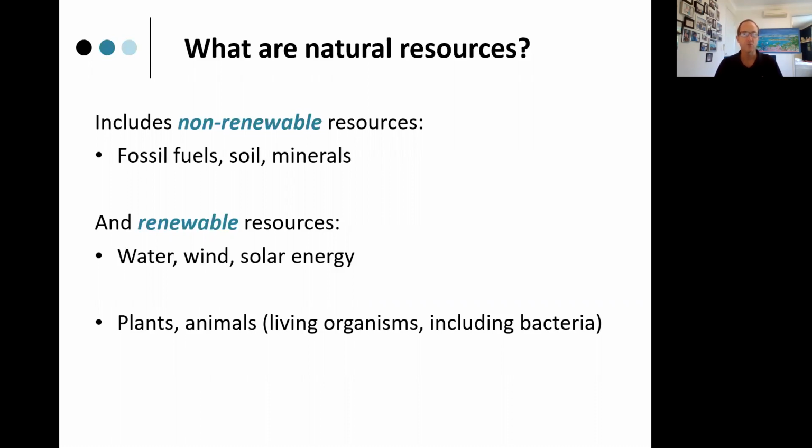To some extent, soil does replenish itself with erosion and weathering of rock. But for argument's sake, in this lecture, let's just stick to the simplistic, which is those things are there. If you lose them, they're very hard to replace. They're not things you can just go and wait a little while and they'll come back. The renewable resources are things like water, wind, solar energy in the physical world, and then plants and animals, and that includes also bacteria.